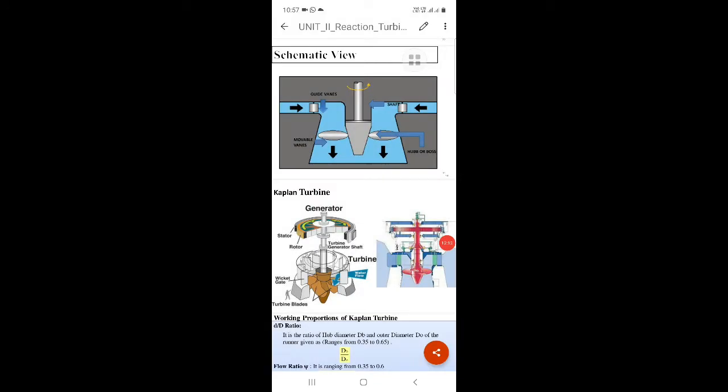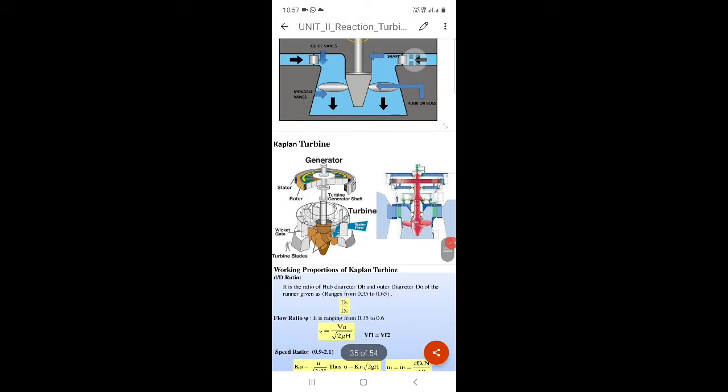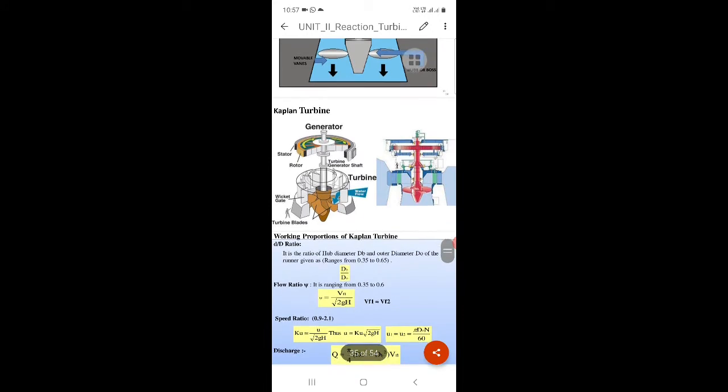So it consists of a generator shaft. When water comes from the outward side, the water impacts on the vanes, due to that the turbine gets rotated. The red portion shows the turbine with generator. So this is a Kaplan turbine.